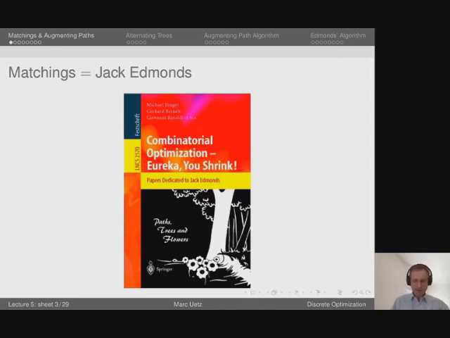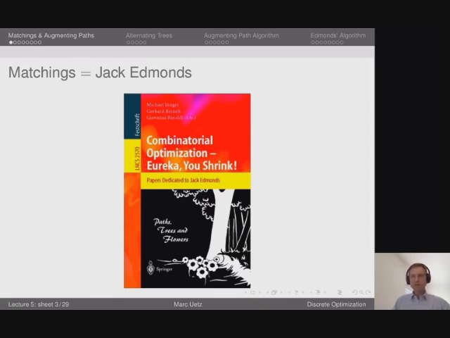And just to give one example, this book here that you see on the slide, that is a collection of papers both by Jack Edmonds but also other researchers, which was edited on the occasion of a workshop in Auxerre in France to celebrate the contribution that Jack Edmonds actually had on the area of discrete optimization.